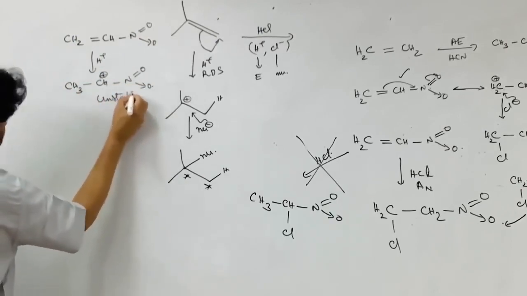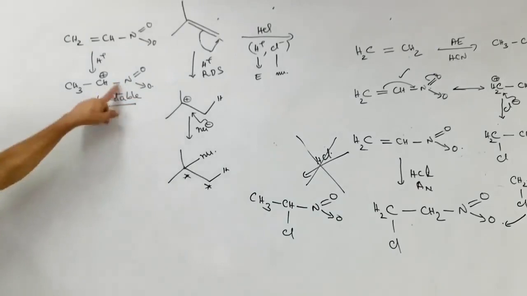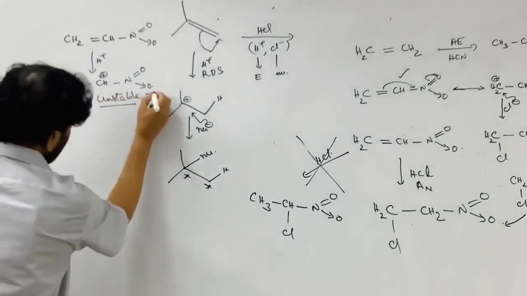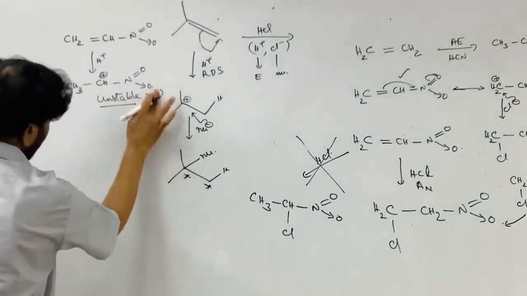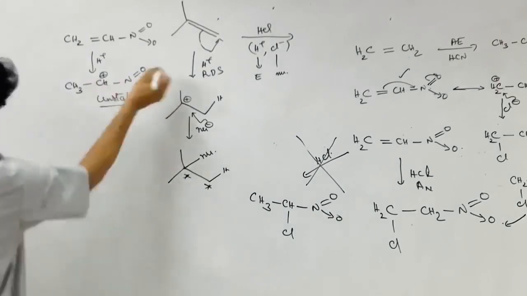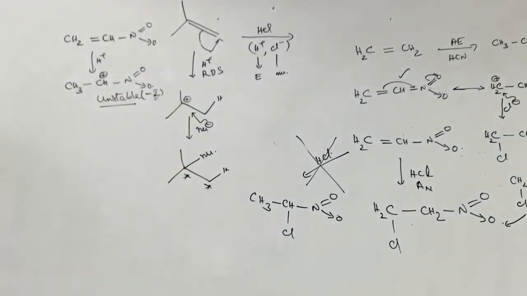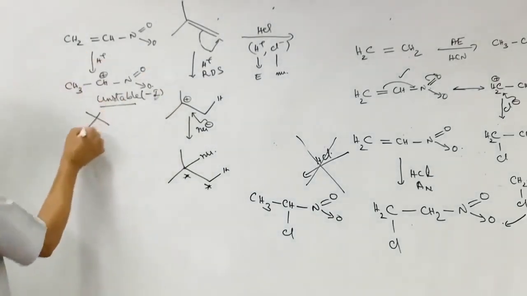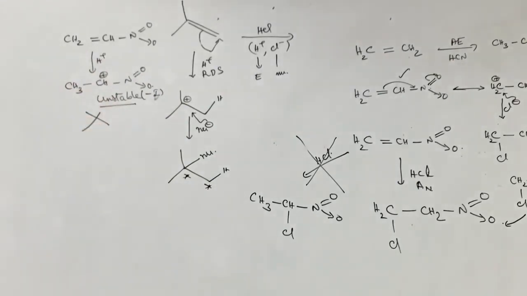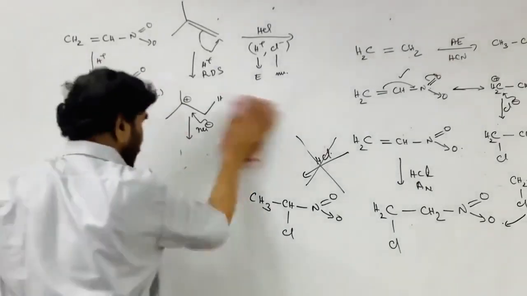On what basis do you say it is unstable? That is the minus I group. This is the minus I effect. A minus I group destabilizes the carbocation. Therefore, this is not possible at all.